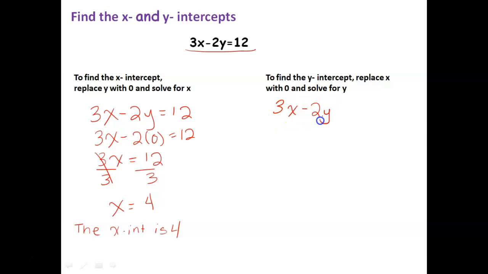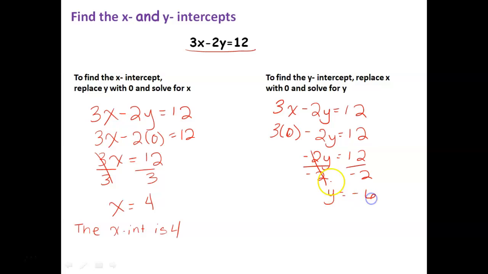All right, we're going to do the same thing, but this time we're going to find the y-intercept. 3x minus 2y equals 12. To find the y-intercept, you replace x with 0. So I have 3 times 0 minus 2y equals 12. 3 times 0 is 0, so we just have negative 2y equals 12, okay? You don't want to write 3 times 0 and write 0 here, 0 minus 2y. There's nothing there. So you divide both sides by negative 2, and y equals negative 6. Please don't drop those signs, guys. So the y-intercept is negative 6.